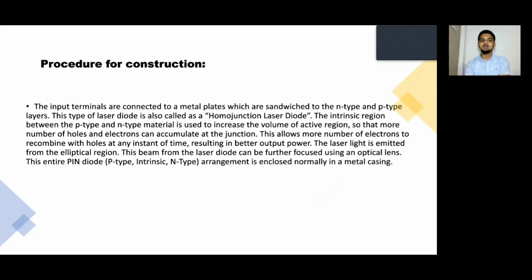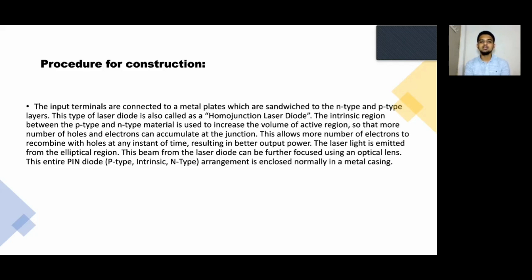The intrinsic region between the p-type and the n-type material is used to increase the volume of the active region, so that more holes and electrons can accumulate in that region. This allows more electrons to recombine with holes at any instant of time, resulting in better power output. The laser light is emitted from the elliptical region.